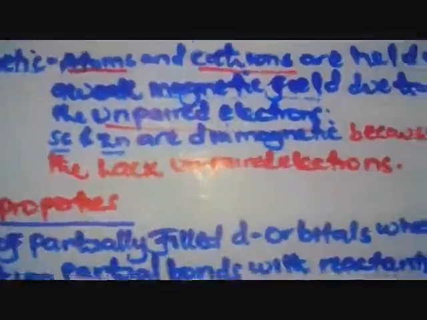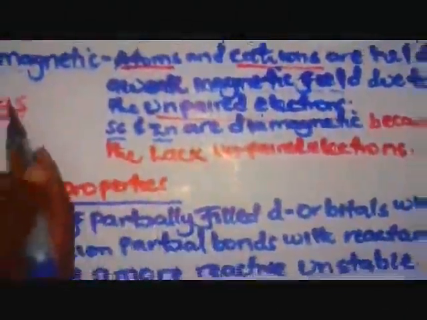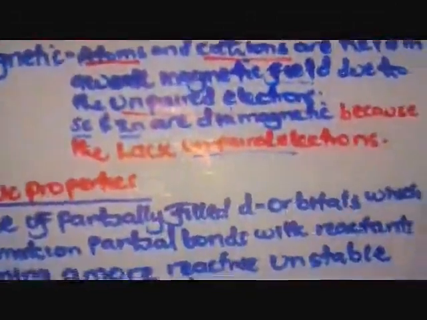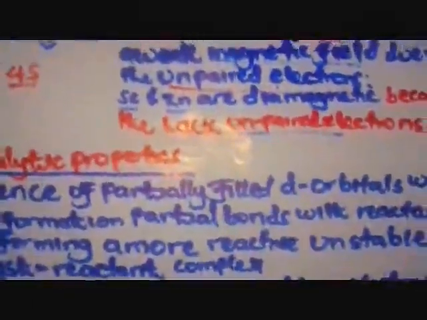Now we go to scandium and zinc. Scandium and zinc are not true transition elements, the reason being they are not attracted by a magnet. They are non-paramagnetic. Why? When you look at them, they lack unpaired electrons. When you go back to their configuration, the electrons in scandium and zinc rule them out from being paramagnetic.